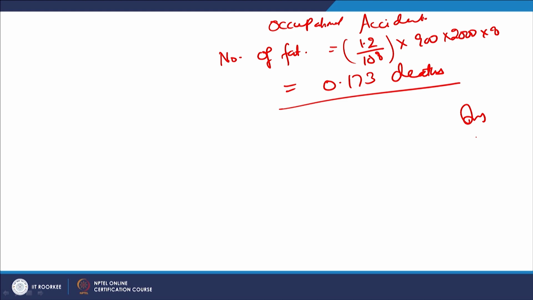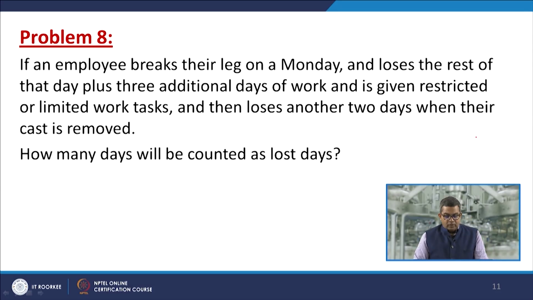Now, let us have a look at the next problem. Here, an employee breaks their leg on a Monday and loses the rest of that day plus 3 additional days of work, and is given restricted, or we can say limited, work tasks, and then loses another 2 days when his cast is removed. Here you have to calculate how many days will be counted as lost days.